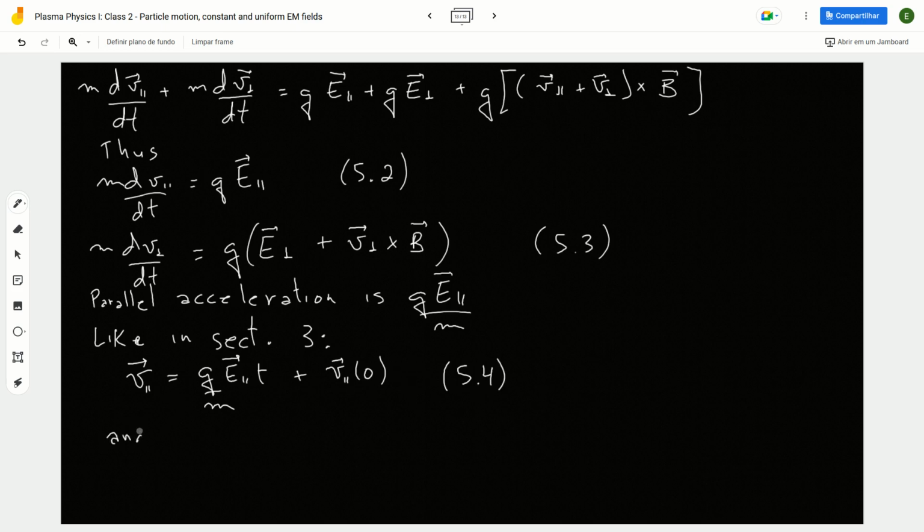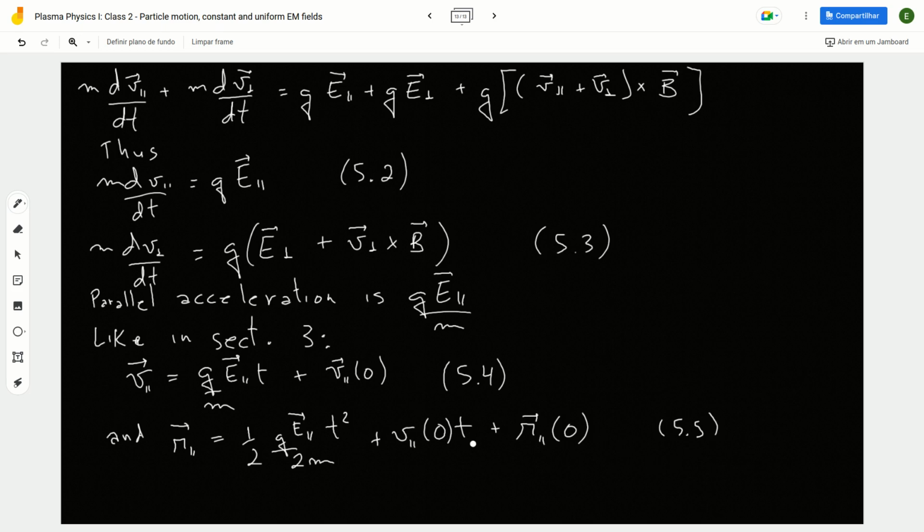And you may integrate it again. So this is dr/dt. You integrate a second time. You will get r equal to 1/2 QE parallel t squared over m plus v parallel 0 t plus r parallel of 0. Now we can try to solve. This was easy because it was this equation. Now we have to solve this one.